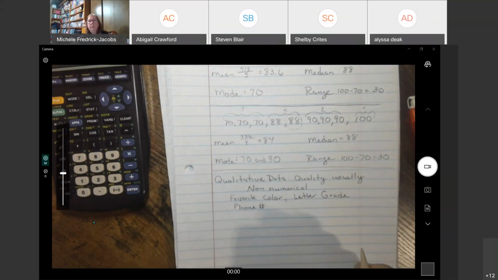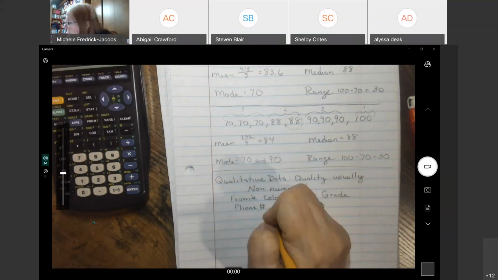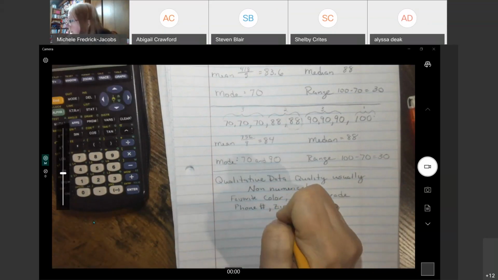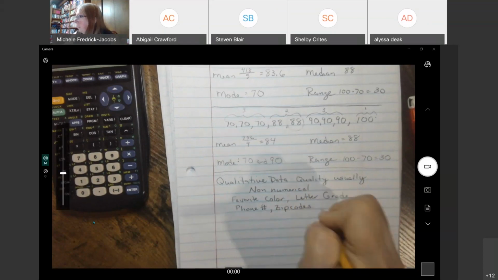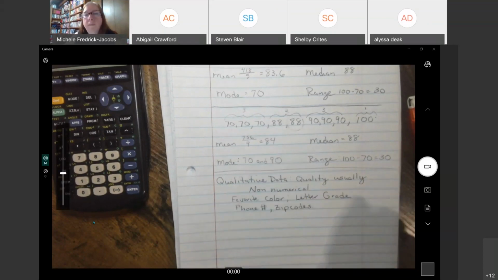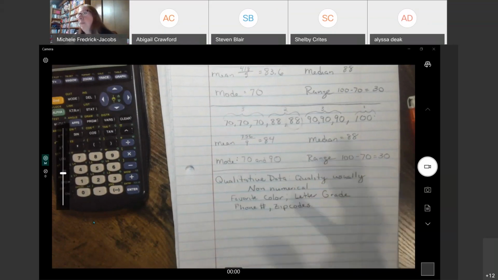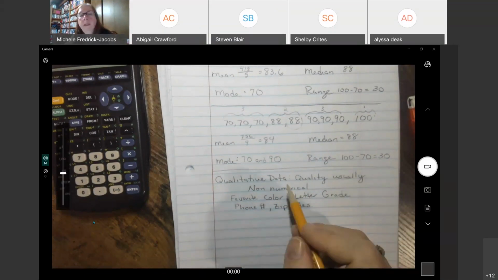The same thing with your zip code. Finding the average of zip codes doesn't make any sense. And so zip code would be another case. But for the most part, they are non-numerical. Anything you're looking for, what type of pet a person owns, would be qualitative.